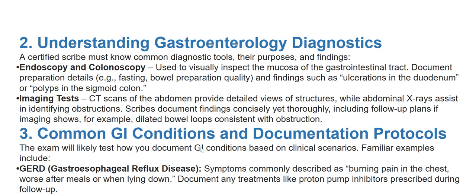Common gastrointestinal conditions and documentation protocols. The exam will likely test how you document GI conditions based on clinical scenarios. Familiar examples include GERD, gastroesophageal reflux disease, with symptoms commonly described as burning pain in the chest, worse after meals or when lying down. Document any treatments like proton pump inhibitors (PPIs) prescribed during follow-up. Crohn's disease (CD): document patient-reported symptoms such as prolonged diarrhea and weight loss. Include any findings from imaging or colonoscopy such as segmental inflammation in the ileum.